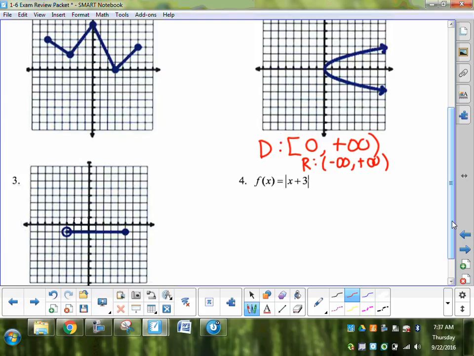Again, you don't need to go into the calculator to get this out. What inputs will yield an output? What do you want to say? Terrific. The domain would be all real numbers.